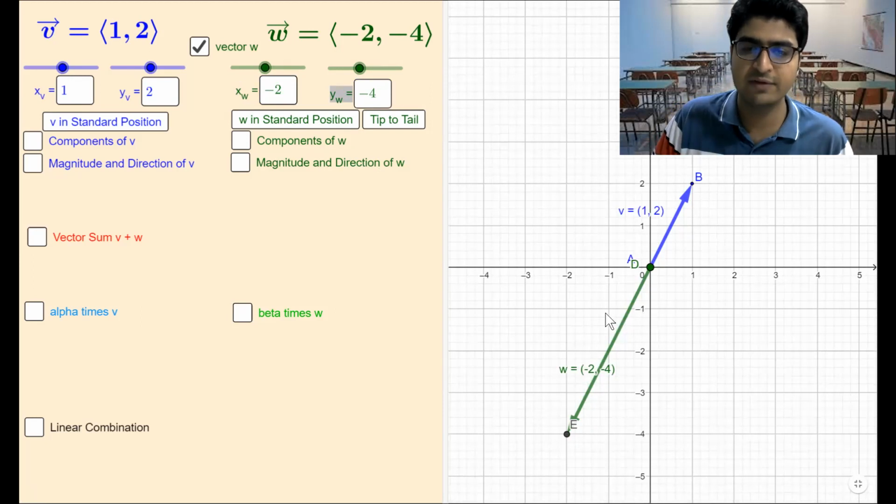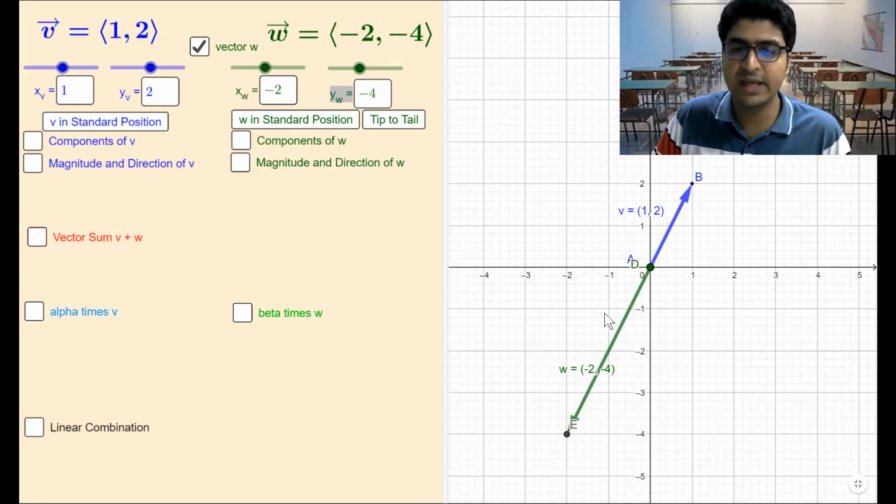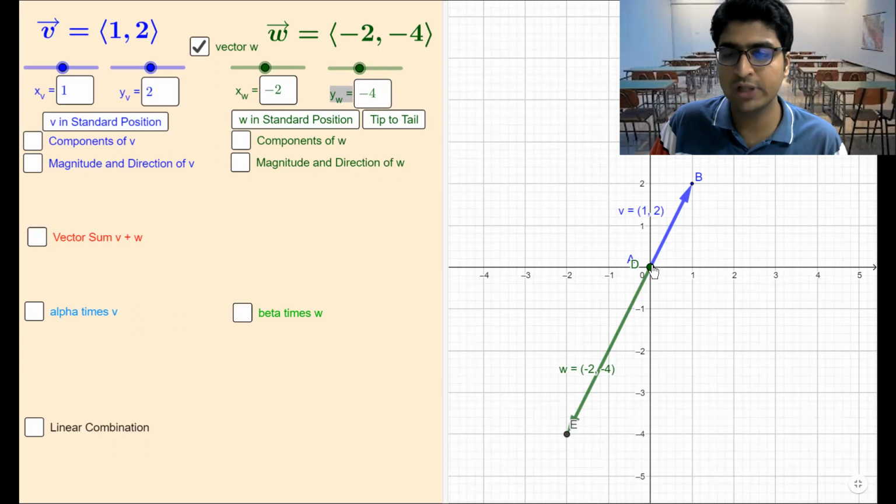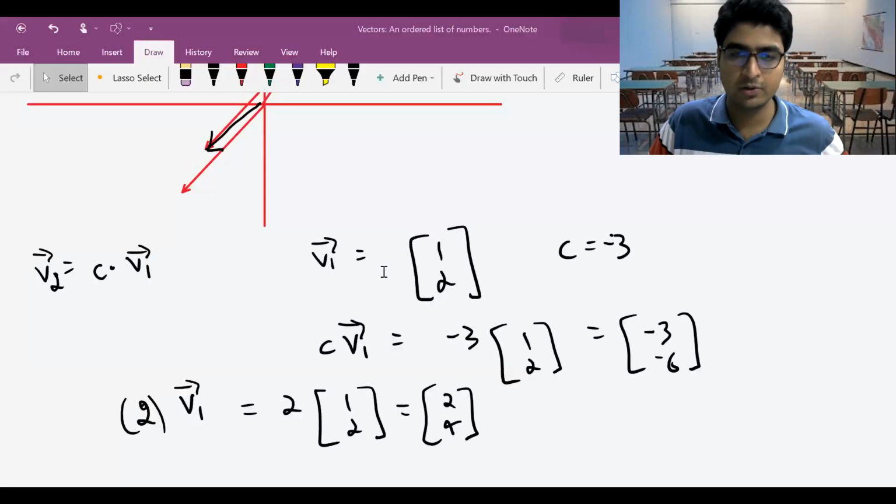So if the magnitude of that scalar is greater than 1, then the vector becomes longer. And if I multiply it by a negative number, it goes to the opposite direction. So that's how it works. These are the basics of vectors. We have talked about the definition of vectors, addition of vectors, subtraction of vectors, and vector scalar multiplication. Thank you.